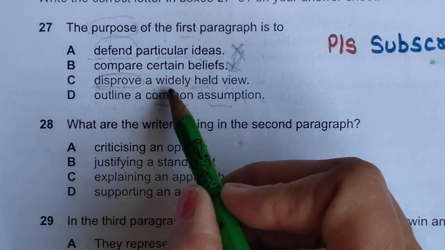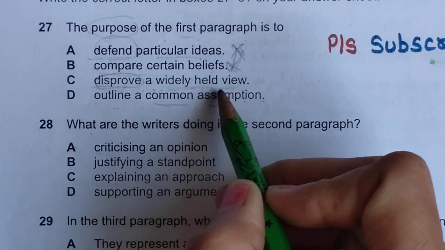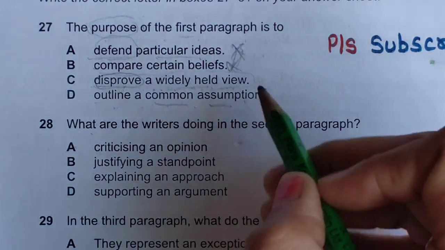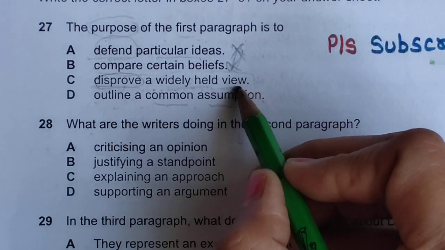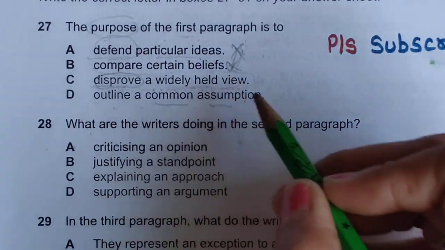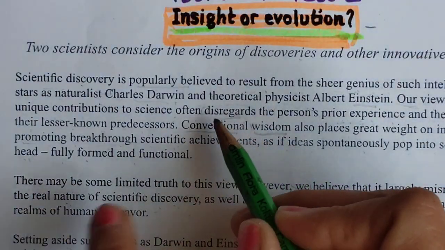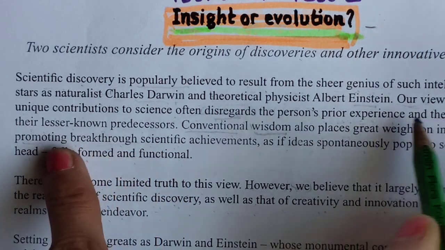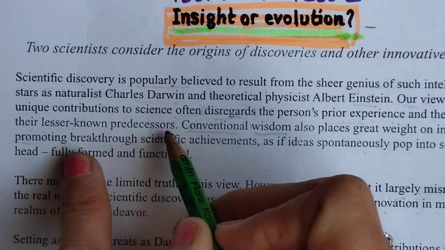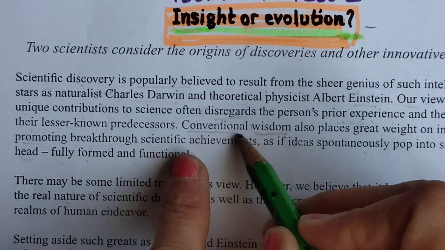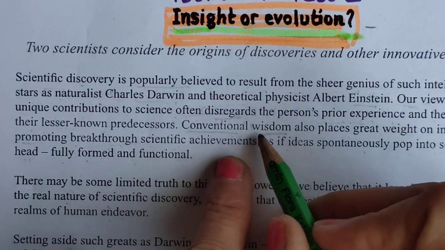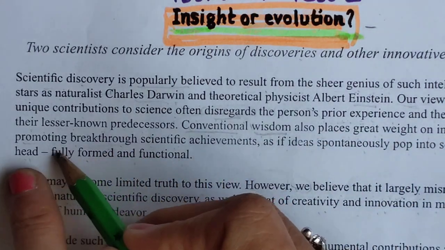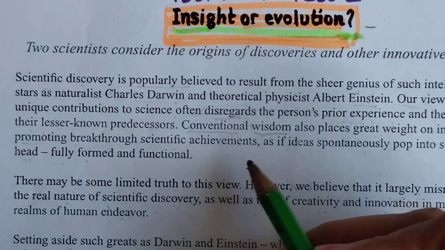Disapprove is here. Widely held view means what normal common people, common folk, are having as a view, that is widely held. So they are not disapproving, they only say it often disregards a person's prior experience and the efforts of their lesser known predecessors. Conventional wisdom means traditional common wisdom, beliefs, assumptions, and also places great weight on insight in promoting breakthrough scientific achievements.